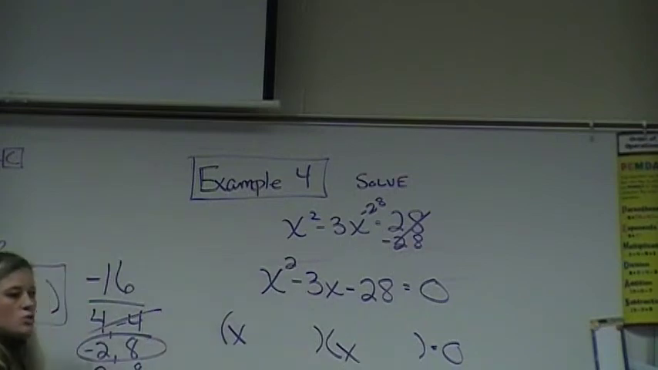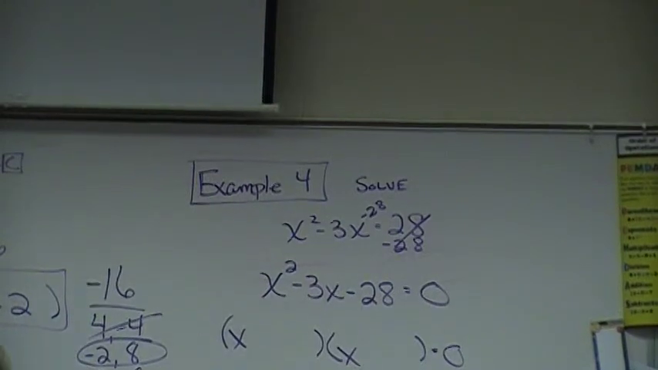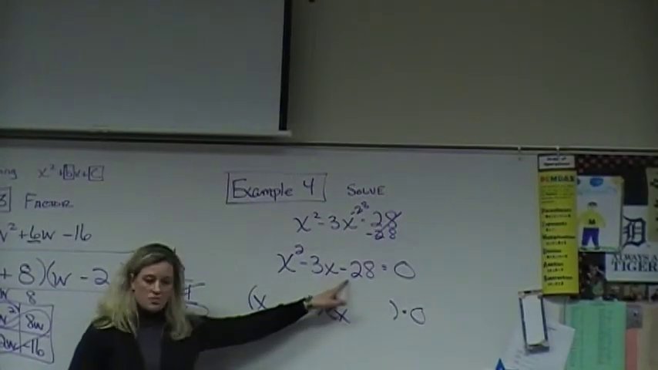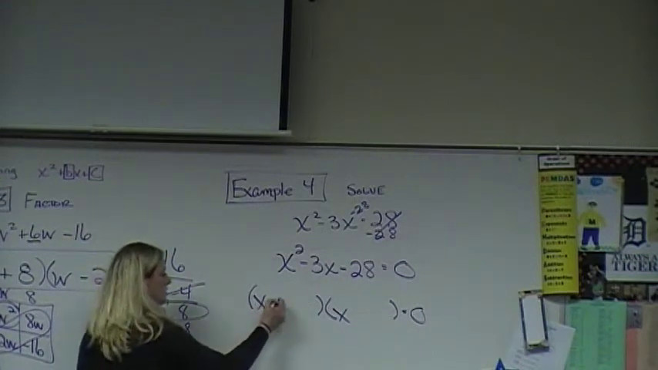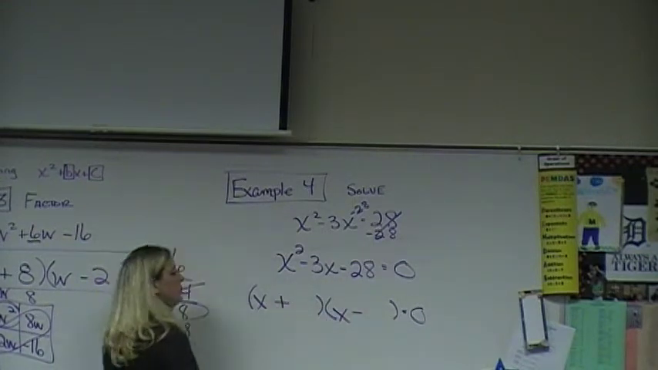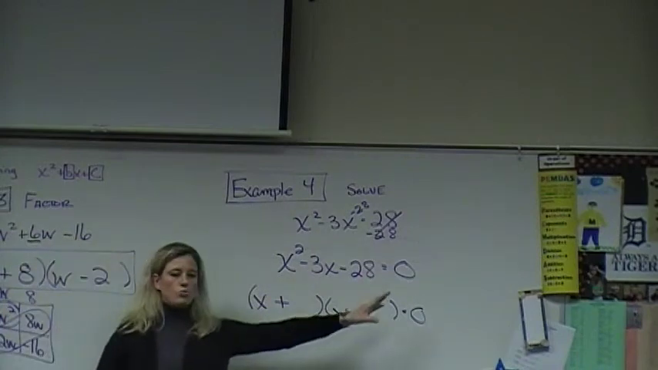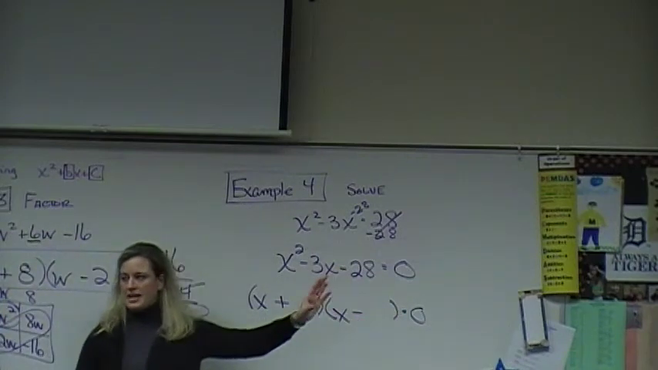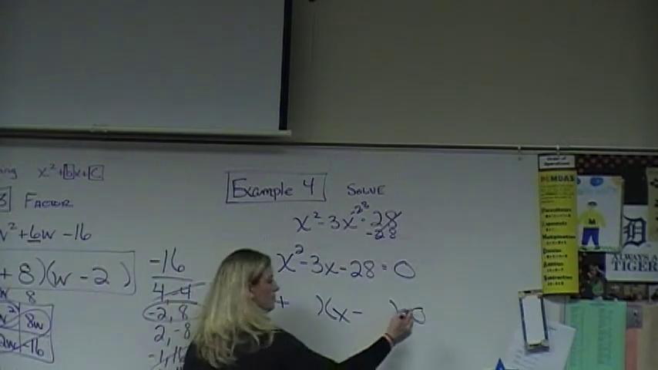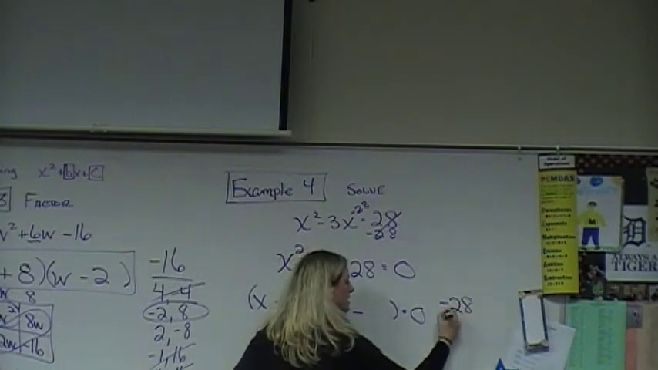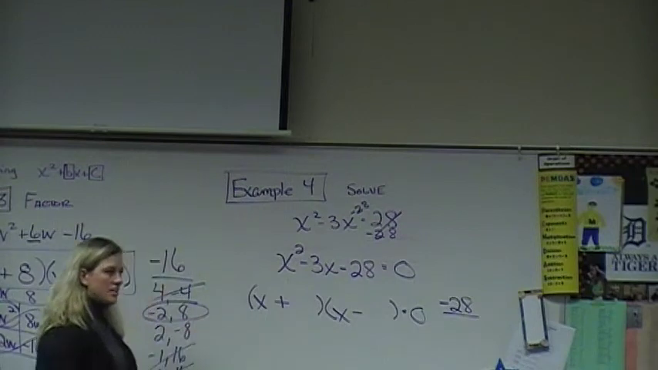Tell me what my signs will be. Plus and minus, Tim. Good. Because what is that C? Positive or negative? So therefore, they have to be opposite signs. Good, Tim. Yep. So positive and negative. Now, what do I need to put over here to the right to come up with factors of? What is my C? Negative 28, right. Negative 28 is my C. I have to come up with factors of negative 28.